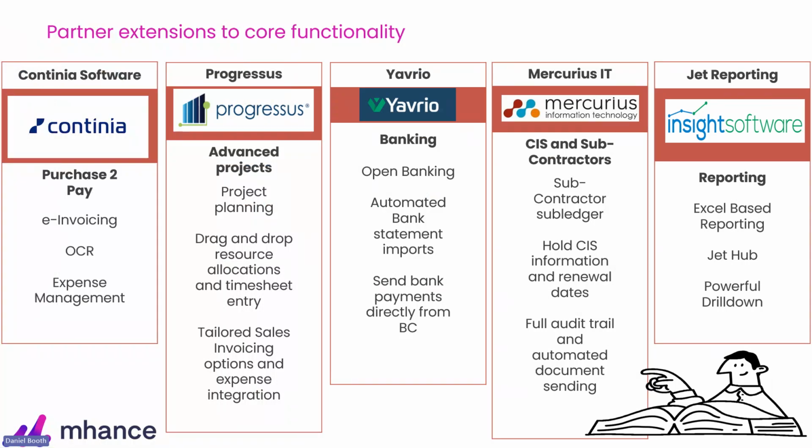And some of the ones that we use on a regular basis, things like OCR, optical character recognition on purchase invoices. So if you're processing anything over 300 purchase invoices a month, they can be dropped into an email inbox. The system will automatically read those invoices and push them through to the system. We've got advanced projects. So if you do resourcing on your projects, drag and drop, Outlook integration, tailored sales invoicing, project planning, all that can be done via our add-on providers. Open banking with Yapily, so automated bank statement feeds through Business Central. You can see your live bank balances. You can send the payments directly from BC and approve them in Business Central through your banking software.